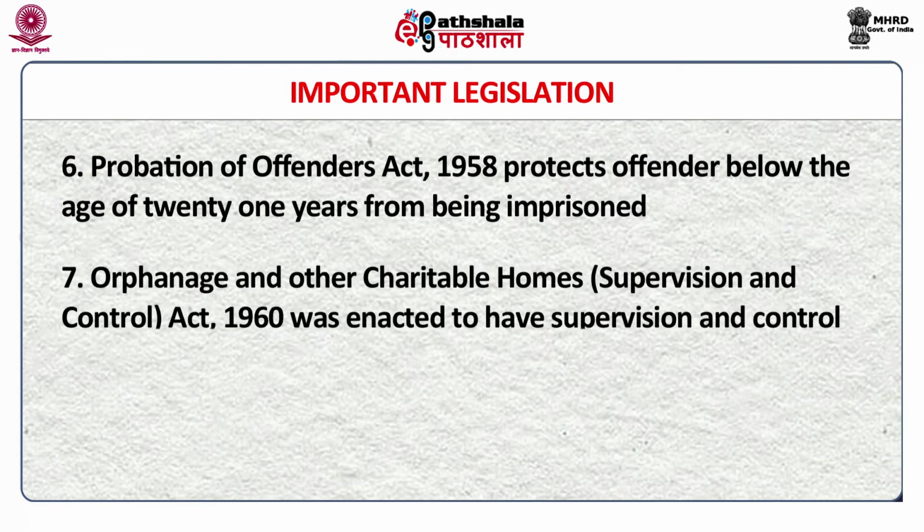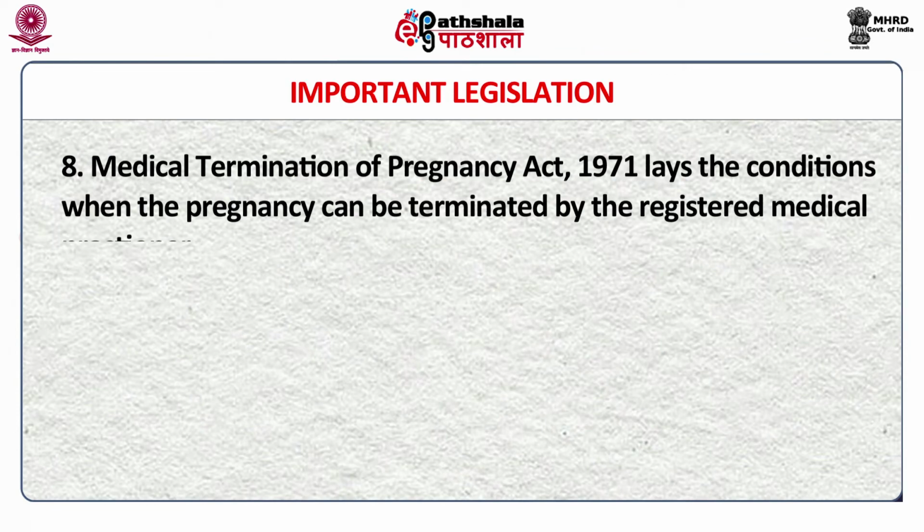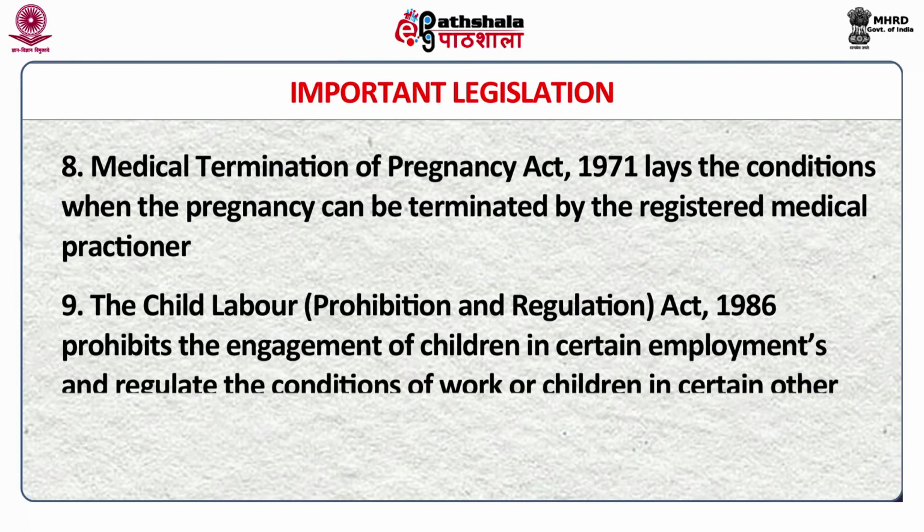The Orphanages and Other Charitable Homes (Supervision and Control) Act 1960 was enacted to have supervision and control over orphanages and homes and other like institutions for neglected women and children. The Medical Termination of Pregnancy Act 1971 lays down the conditions when a pregnancy can be terminated by a registered medical practitioner. The Child Labour (Prohibition and Regulation) Act 1986 prohibits the engagement of children in certain employments and regulates the conditions of work of children in certain other employments.